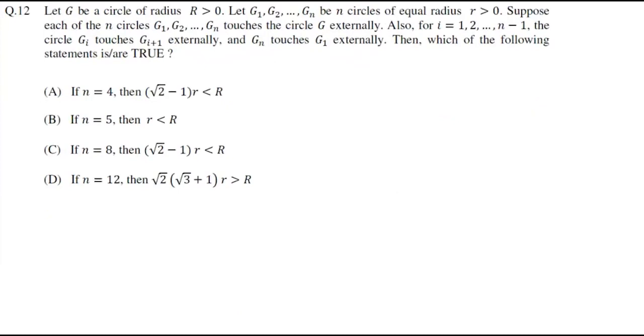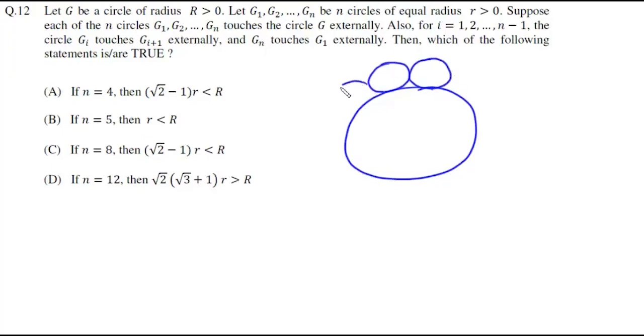And question number 12, we are given: let G be a circle of radius r which is greater than 0, and G1, G2, up to Gn be n circles of equal radius r. Suppose that each of the n circles touches the circle G externally, and each circle touches its next circle, and Gn touches G1. So we have this circle whose radius is r, and then we have these circles which touch each other, and it will continue up to G1 and Gn.